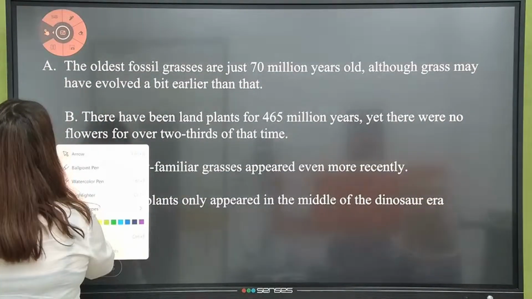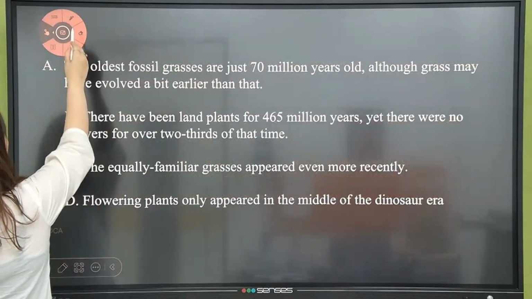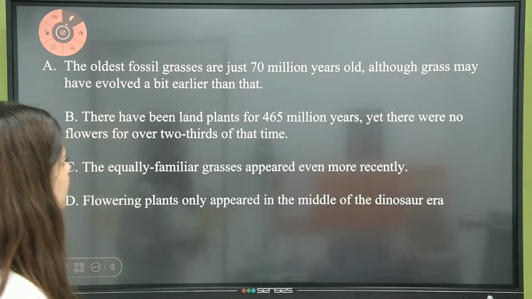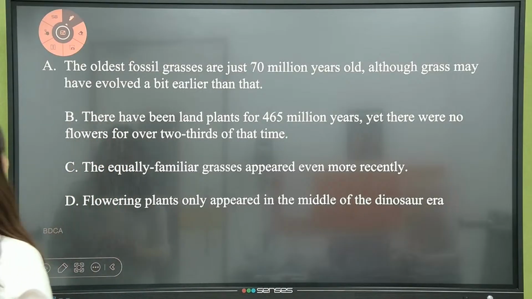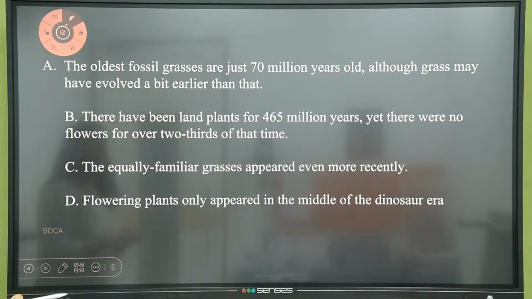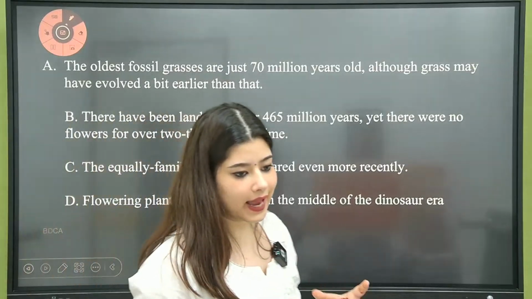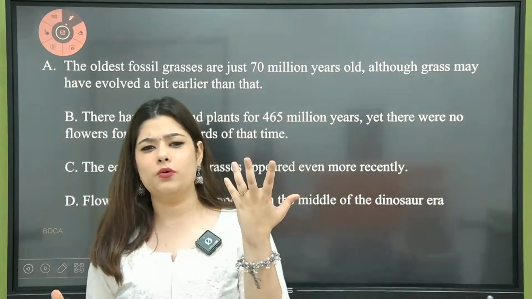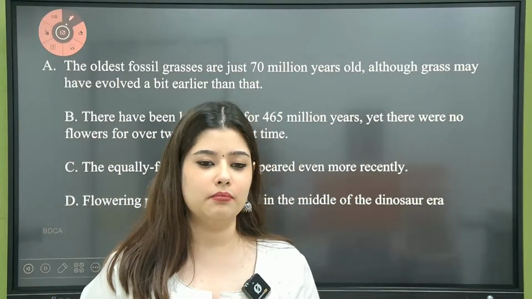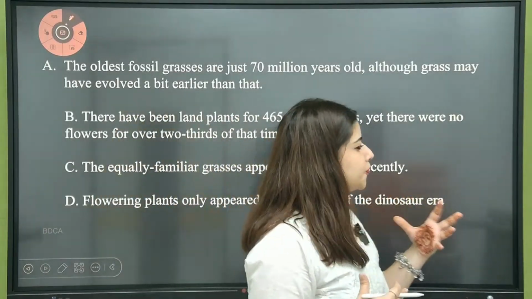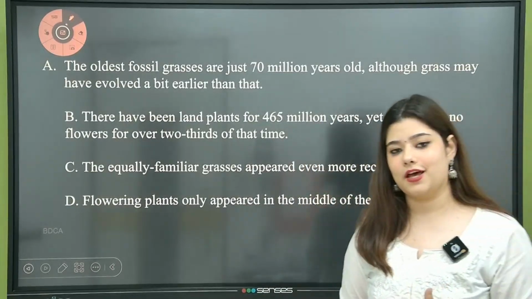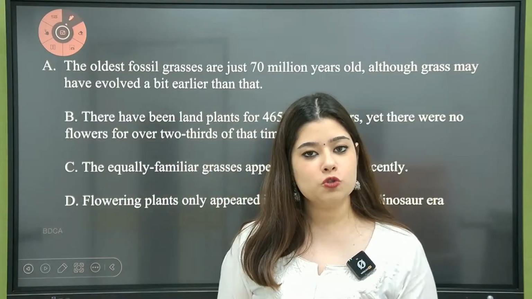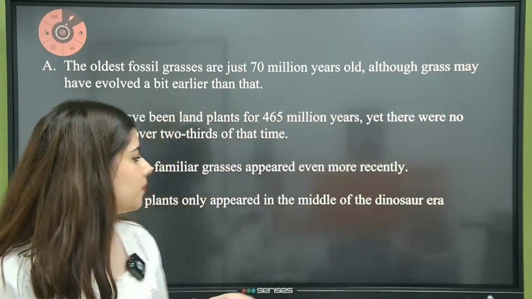The oldest fossil grasses are just 70 million years old, although grass may have evolved a bit earlier than that. At first glance, this could be an introductory statement. It talks about grasses, a general theme, and doesn't use any pronouns or transition words, or any demonstrative pronouns that point back or reference something. So, could be. But let's have a look at the other options as well.